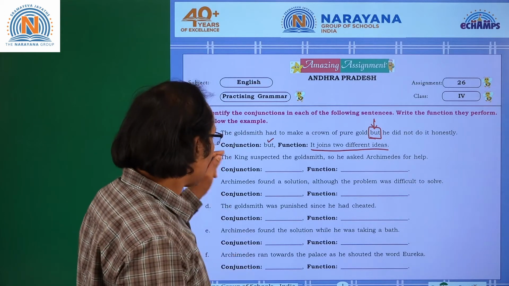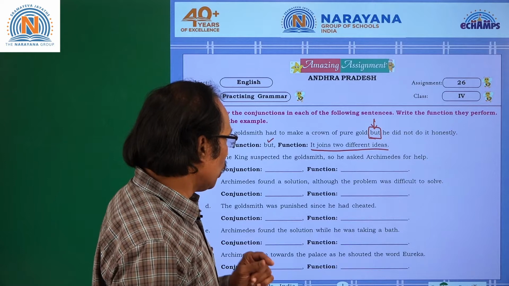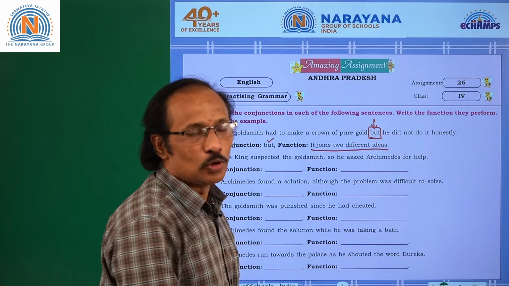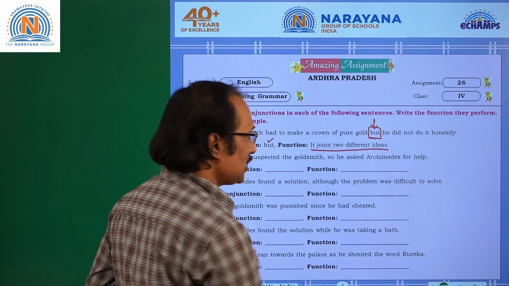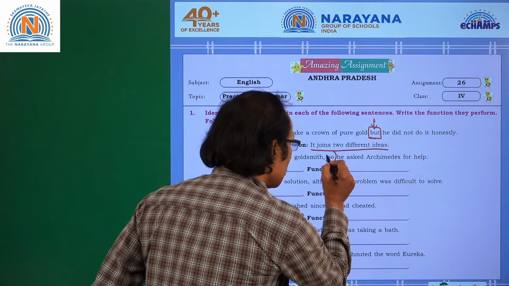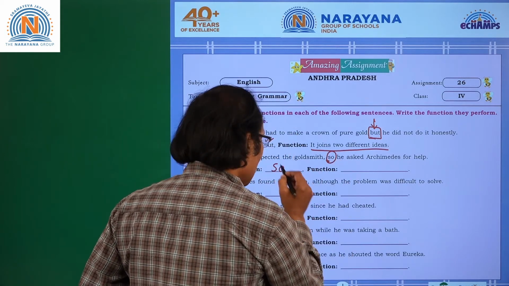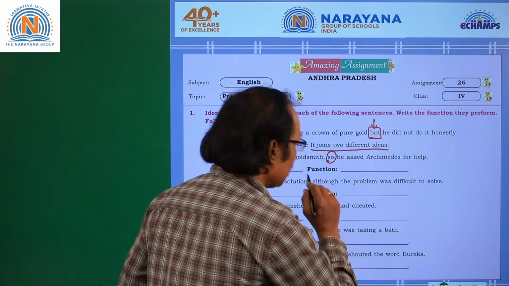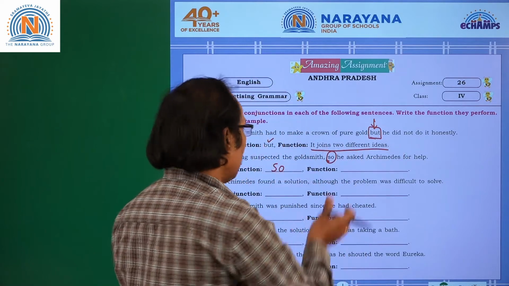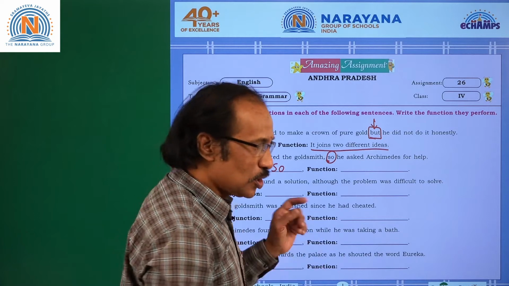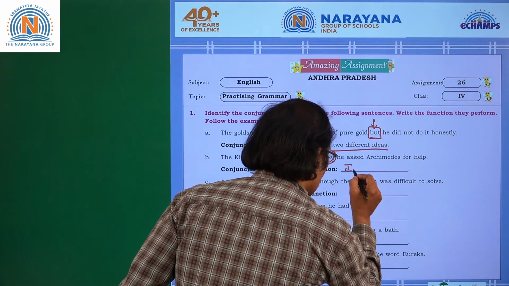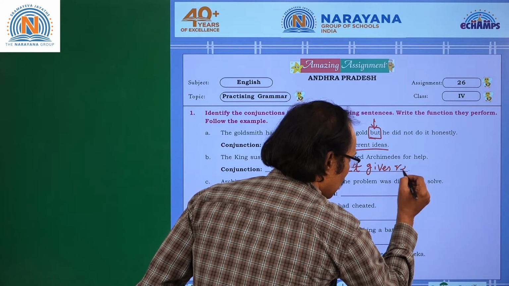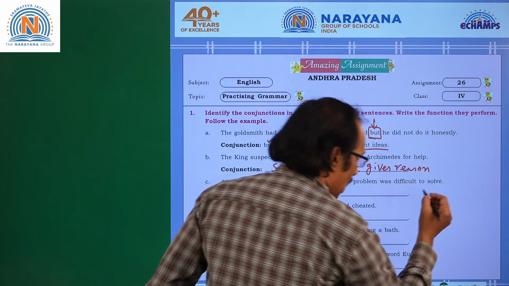Next, second one, the king suspected the goldsmith, so he asked Archimedes for help. Now you see, the king suspected the goldsmith. He asked Archimedes for help. Here the conjunction used is so, and its function is to give a reason or explanation. The reason why he asked for help is because he suspected the goldsmith. It gives reason and explanation.